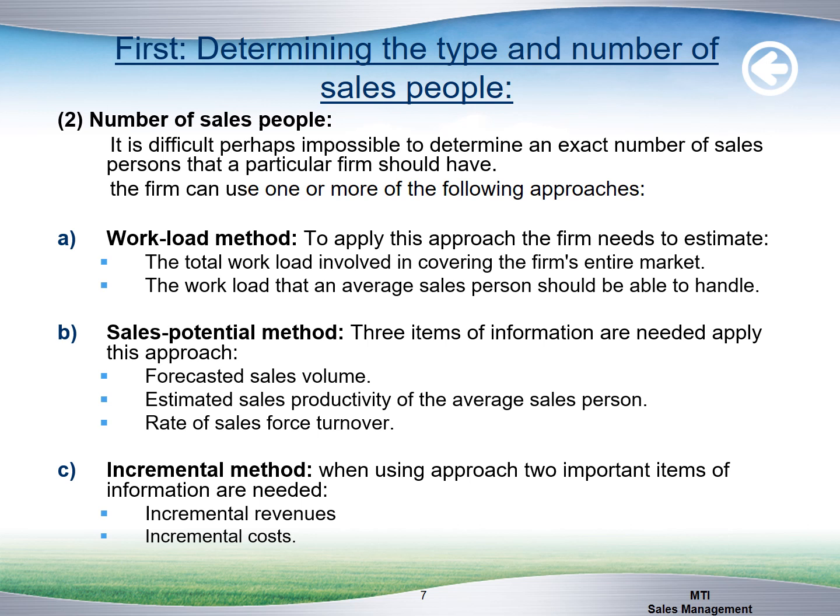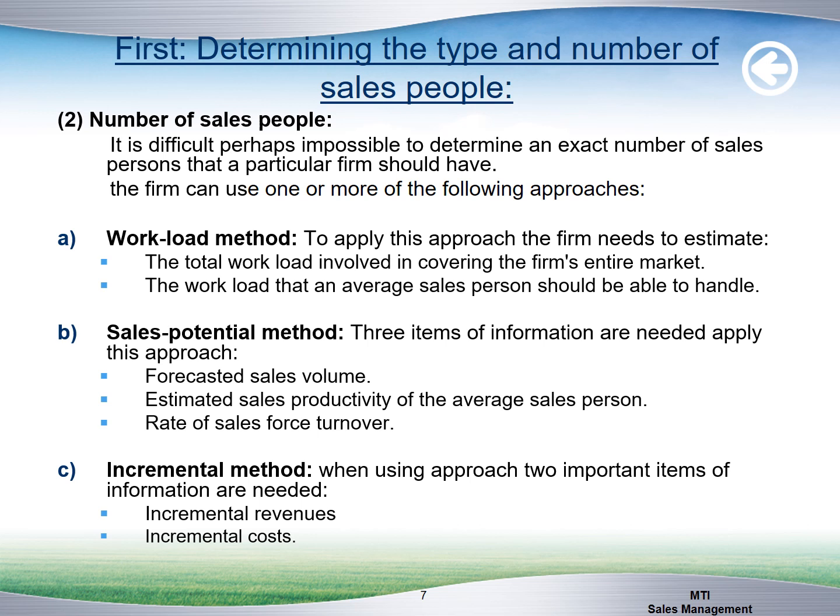Now we go into the number of sales people. How do I determine the number of sales people I need? It is difficult, but I depend on two main methods. The first depends on the total workload, and the second on the total sales volume. And in these two, I have to determine the average for the average employee or average worker.